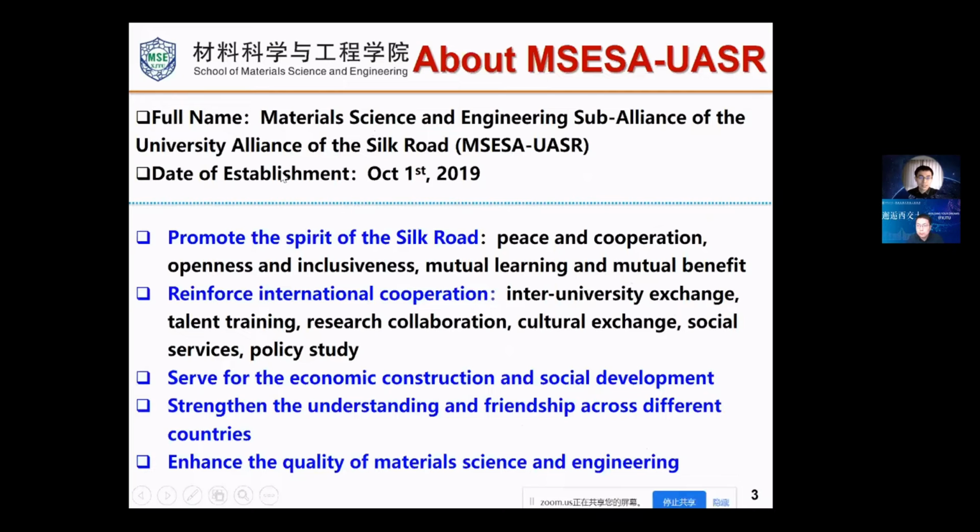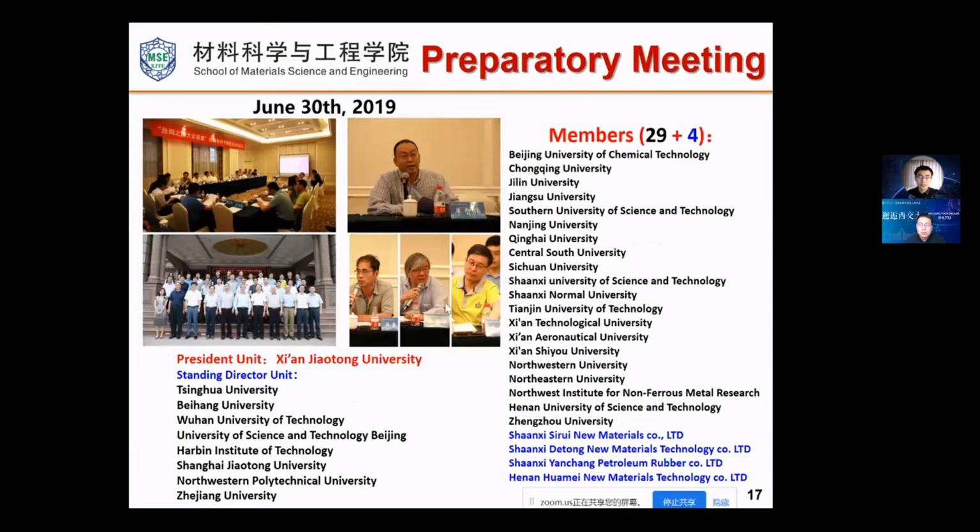So we established this sub-alliance on October 1st, 2019. With this sub-alliance, we want to promote the spirit of the Silk Road and reinforce international cooperation, such as inter-university exchange, talent training, and so on. Also, we want to enhance the quality of material science and engineering. Here, this slide shows the meeting about the preparation.